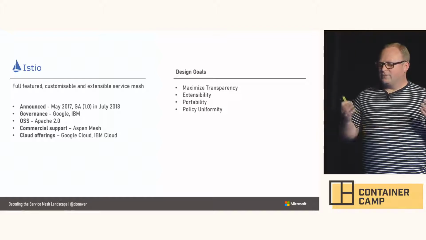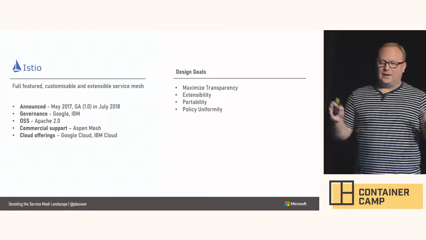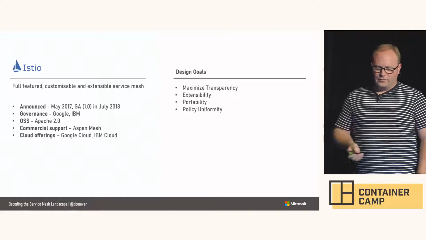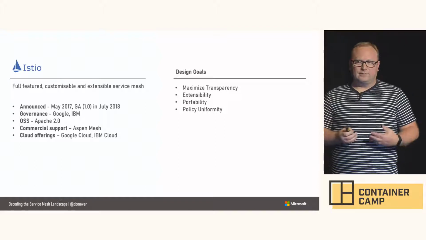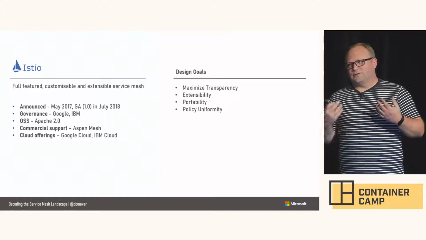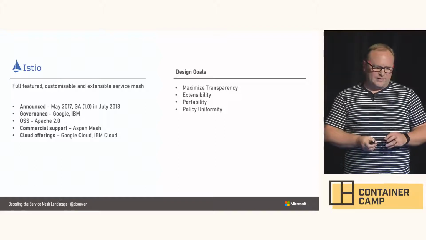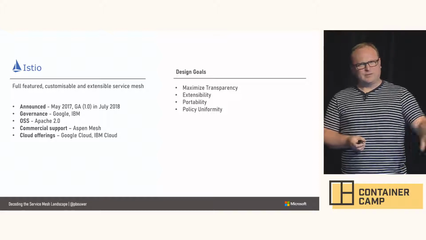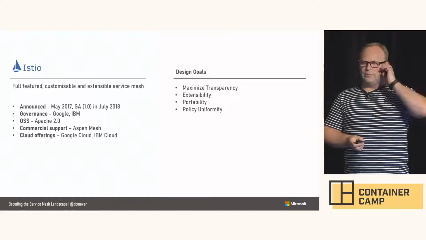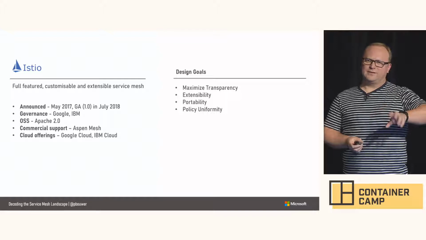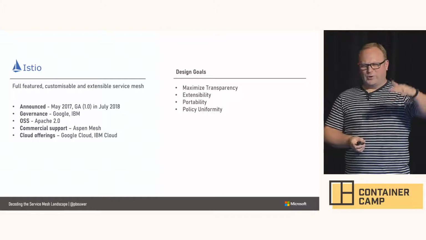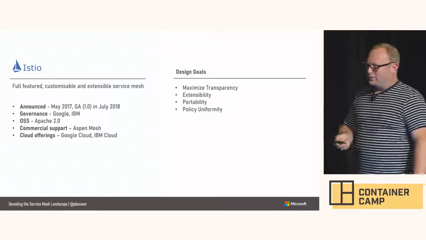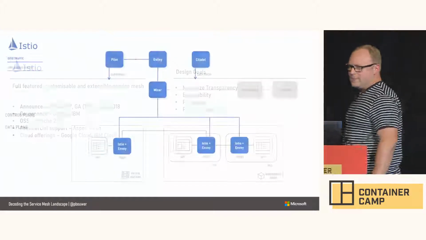You can put in custom metrics. Literally every single point is an extension point. But that adds to its complexity in terms of understanding. And then policy uniformity was something around them not baking policy into their sidecars, but bringing the policy out. I didn't quite understand what that design goal actually alluded to.